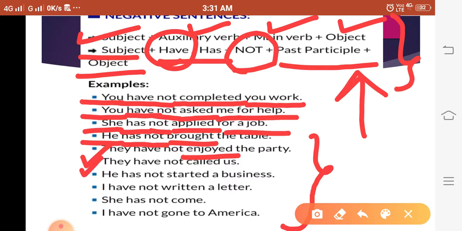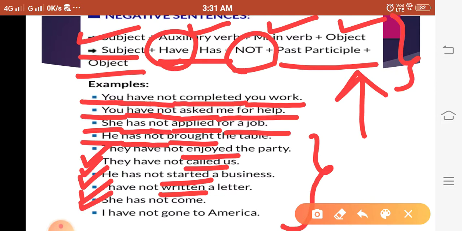They have not called us. Called is third form of the verb call. He has not started a business. Started is third form of the verb start. I have not written a letter. Written is third form of the verb write.